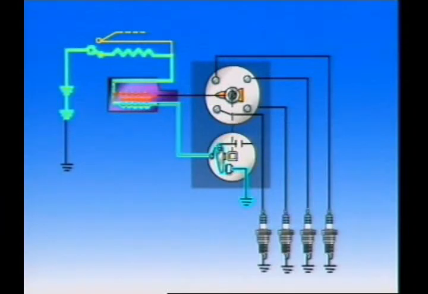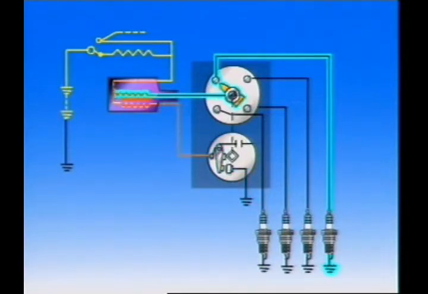The system has 2 circuits. The primary or low-tension circuit initiates the spark. The secondary or high-tension circuit produces the high voltage and distributes it to the spark plugs.